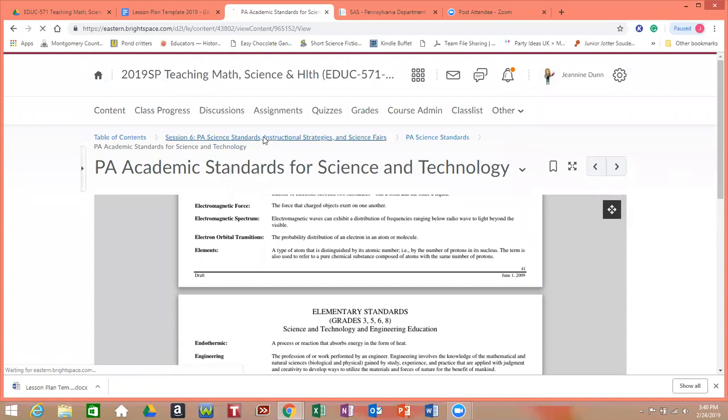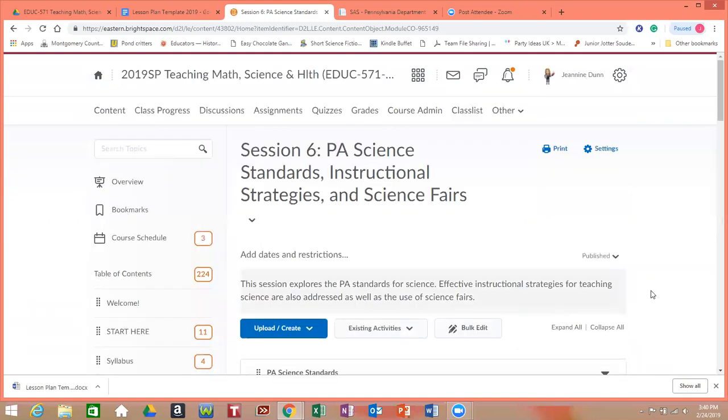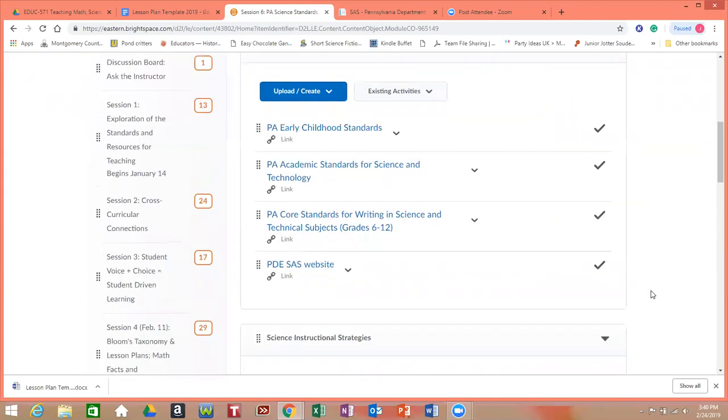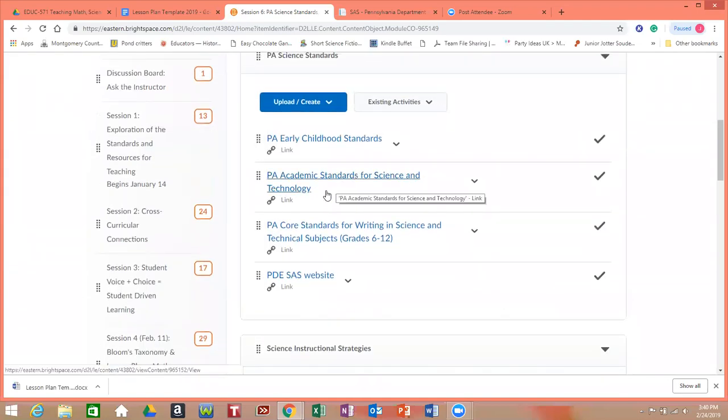Again, you can see that those ones in particular are for grades 3 through 8. If you are going for the early childhood certifications, though, you would want to refer to the PA Early Childhood Standards.